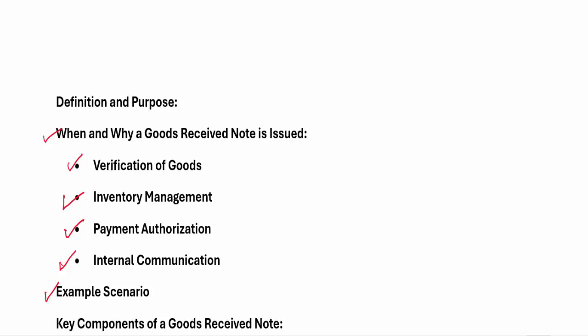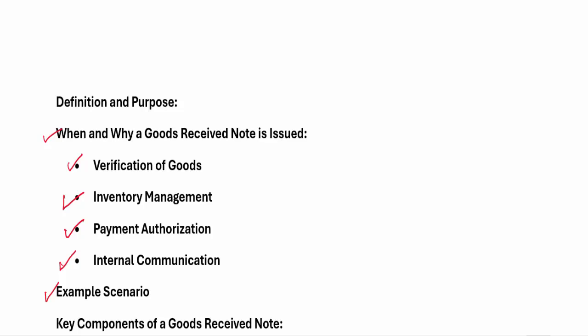Example scenario. Let's imagine that ABC Company orders 50 cartons of printer paper from a supplier. When the order arrives at ABC's warehouse, the receiving department checks each carton to ensure that all 50 have arrived and are in good condition.